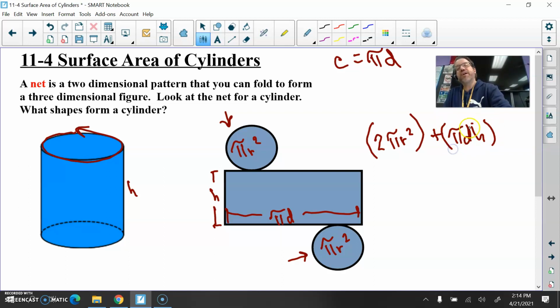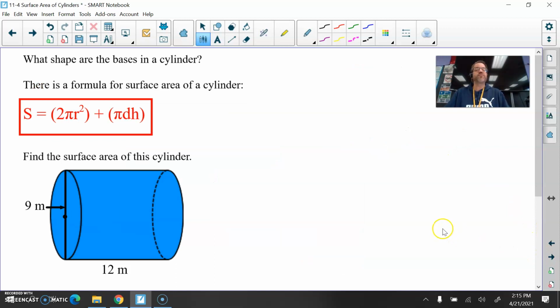That's the second part of my formula for surface area of a cylinder. So to find surface area, we would take 2 times pi r squared plus pi d, the circumference, times h. So this gives me the area of the two circles. This gives me the lateral surface, its area, that rectangle. All right? So I just wanted you to see where this formula comes from.